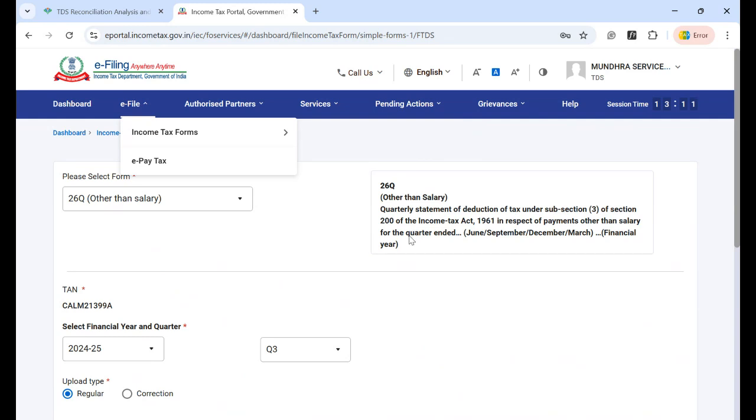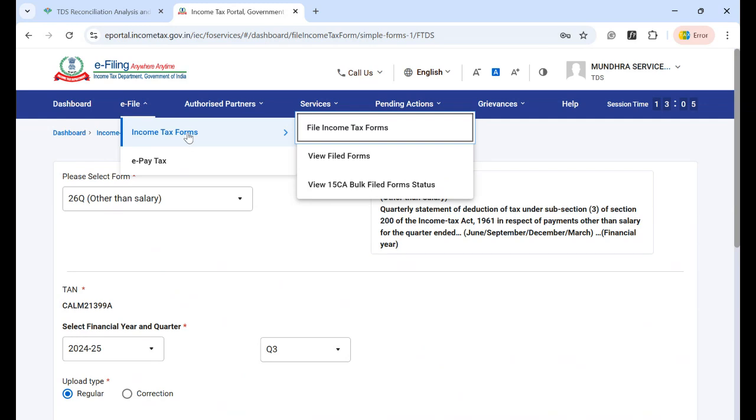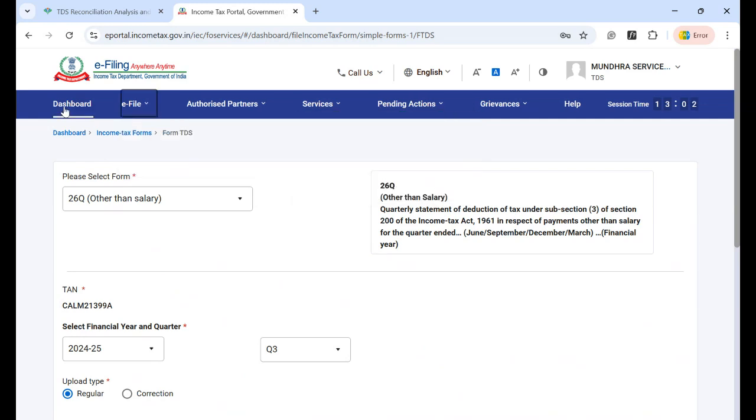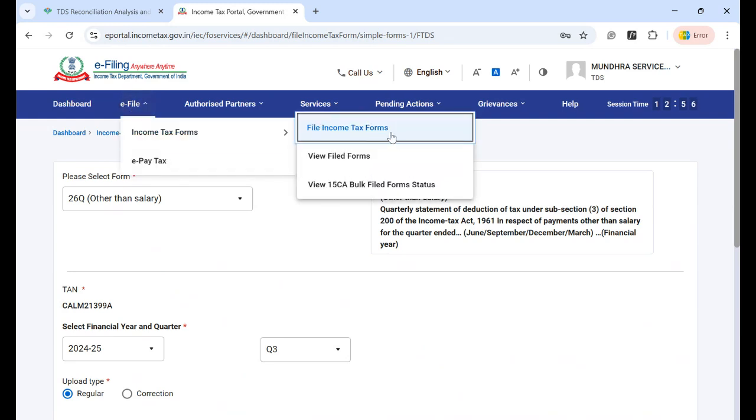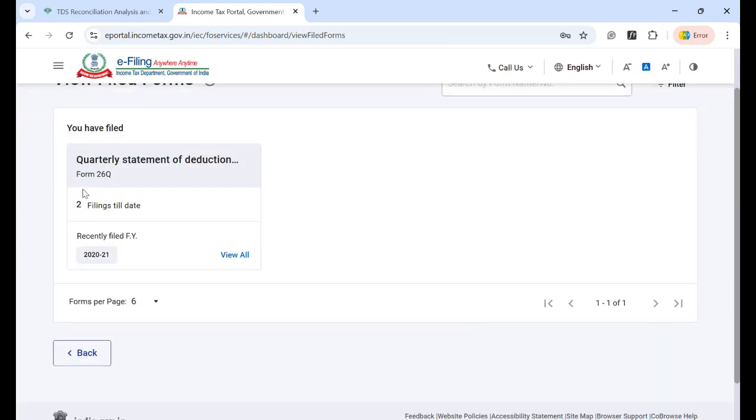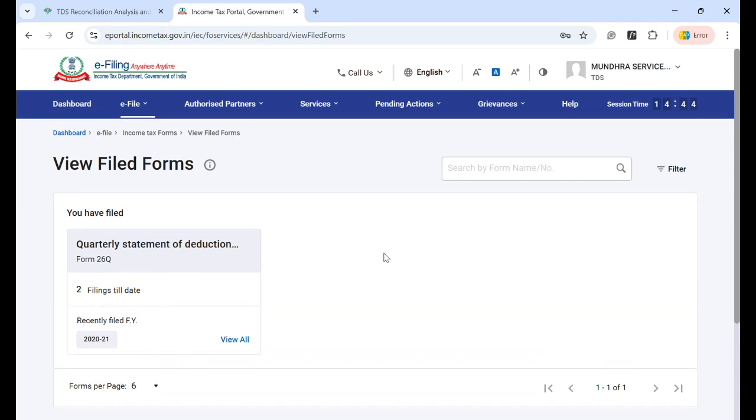And further, if you want to view how many earlier TDS returns were filed by you, then instead of going to e-File, Income Tax Forms, File Income Tax Form, we will go to View Filed Forms. Here it would be available by financial year. It was filed only for financial year 2021. Here the list would be there of how many forms you have filed earlier. This list would be available over here. You can view them all. Okay, that is the process for uploading your TDS return, as well as verification of the TDS return.